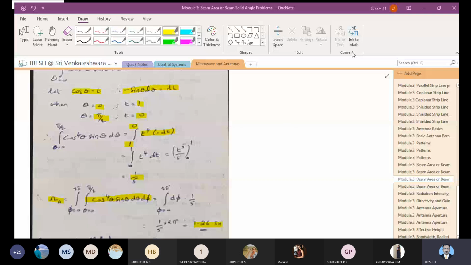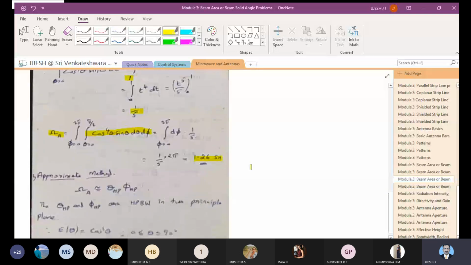Okay. So one more thing we have to do here is the approximate method. This was the exact method, so we need to do it for the approximate method. Let us continue that problem for the approximate method. The equation to be used is omega A equal to theta half power times phi half power. So all of you use this equation, theta half power and phi half power.